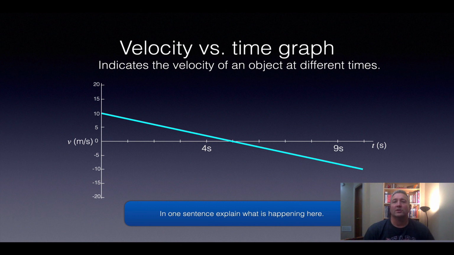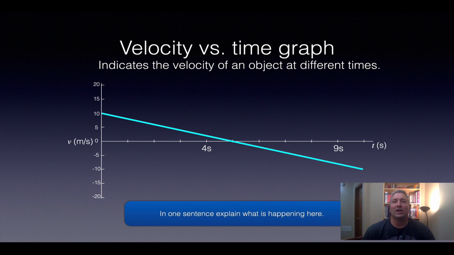So the slope of this graph is the acceleration. So we could say the object going at 10 meters per second accelerates at a certain rate for 10 seconds because the slope of the graph is constant. And to find that slope, we would just take the rise divided by the run.